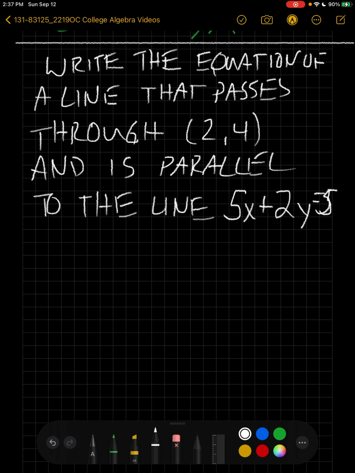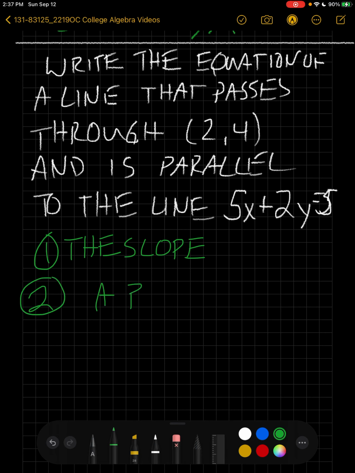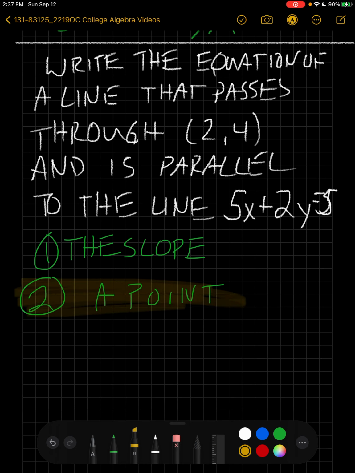So we still need the same two things to write our equation of a line. We still need 1, the slope, and 2, a point. Again, the problem is so kind as to give us already a point, (2, 4). So that's handled. We need to find the slope.